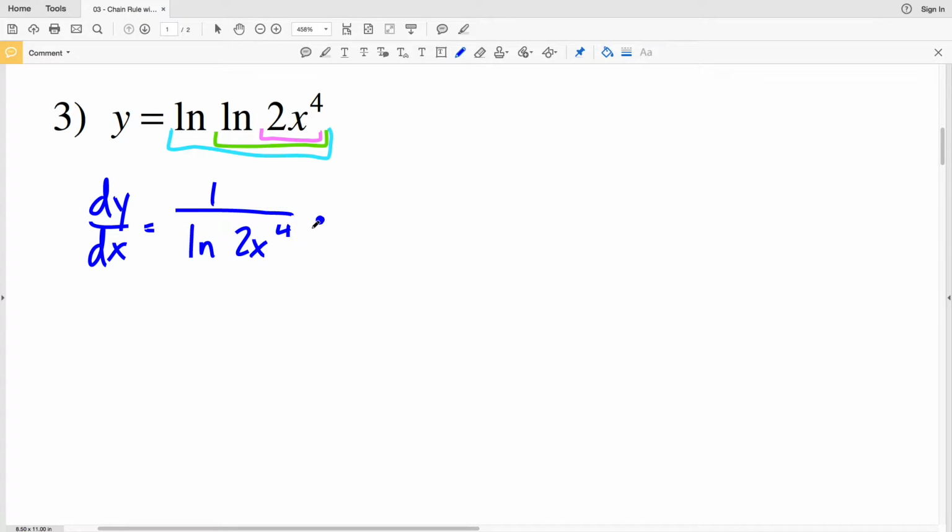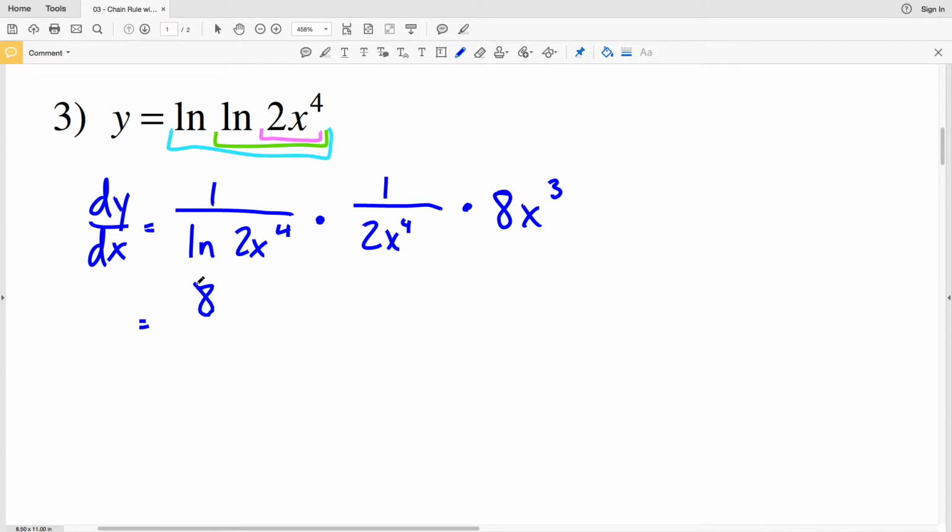And then that will be multiplied by, now moving on to our middle function, the ln of 2x to the fourth. So that's going to be times 1 over 2x to the fourth, because remember, the derivative of the ln of some function is going to be 1 over that function, because the derivative of ln of x is 1 over x. And that will get multiplied by the derivative of that innermost function, 2x to the fourth, which will be 8x cubed. 4 times 2, 8 times x to the 4 minus 1, 8x cubed.